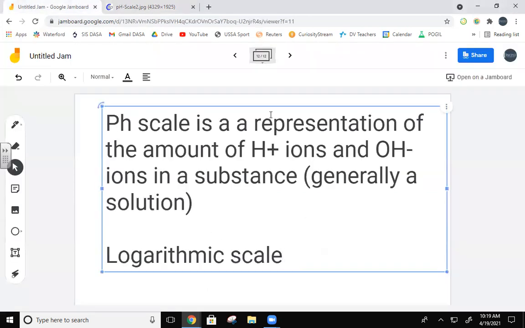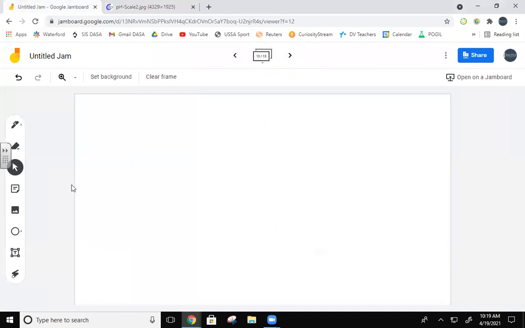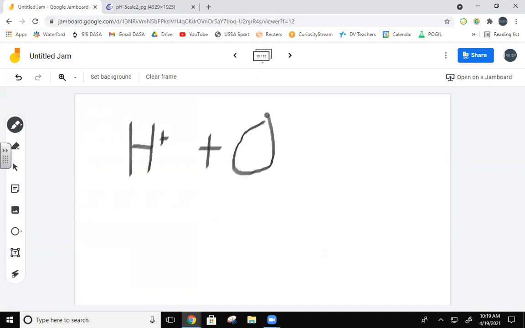So really what we do when we combine something with H plus and OH minus, yikes, that is ugly, OH minus gives us H2O, right?